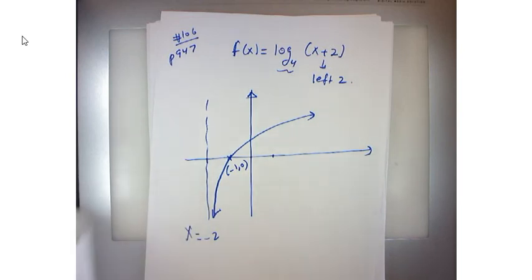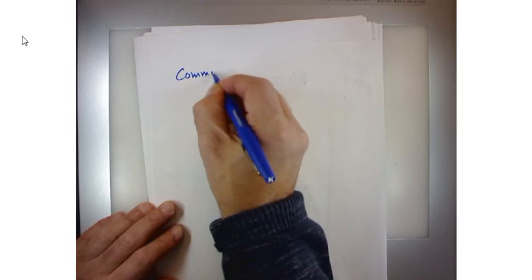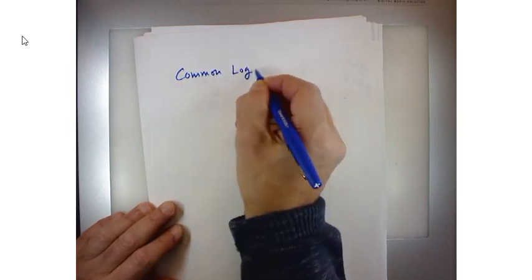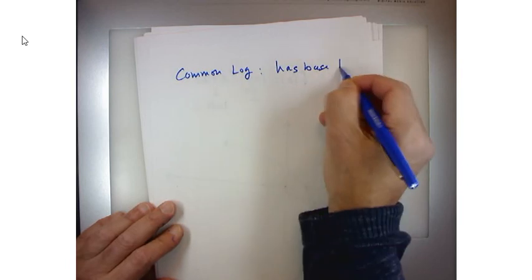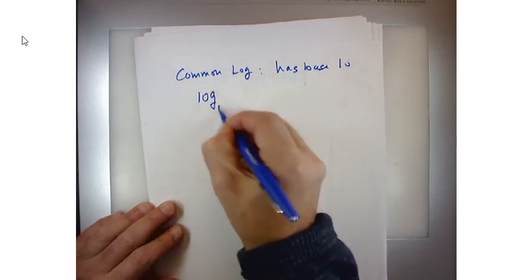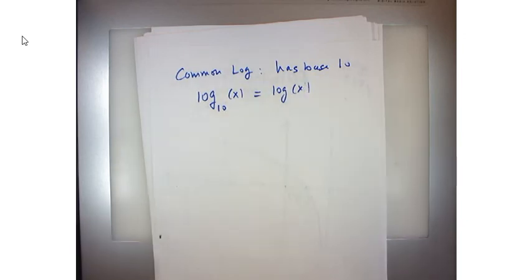Okay. Now there are two kinds of special logs. The first one is called common log, and the second one we'll do in the next section. Common log has base 10. So if you have log base 10 of anything, it's log of anything. We don't have to put the base if it's base 10, and your calculator has that key built in.